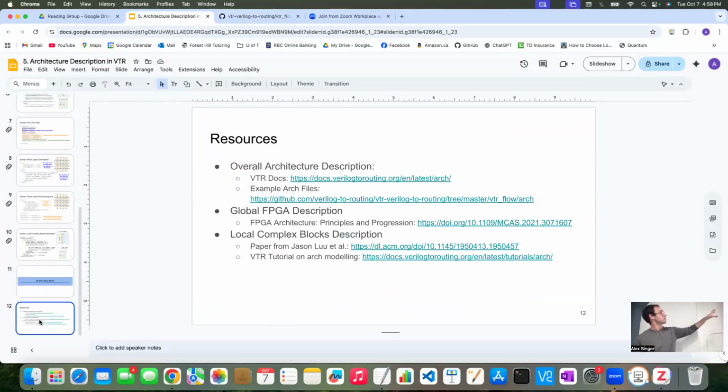So these are some resources if you want more information on the stuff. I might do another talk on this if this isn't popular enough, but the idea is just if you want some more information on the architecture description, VTR docs are there, as well as example architectures. The global FPGA description, FPGA architecture principle and progression. I call this the Boutros and Betts survey paper. Very good paper if you want to learn more about this kind of stuff.